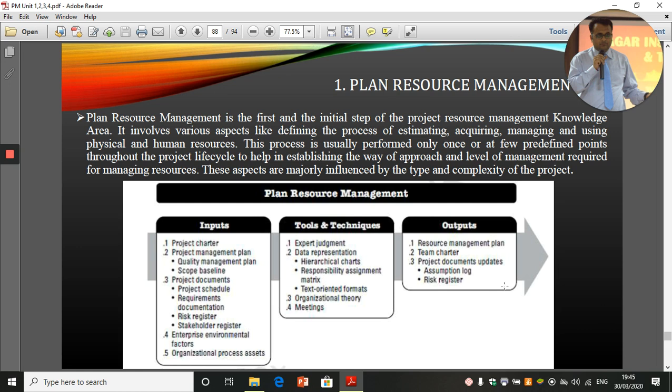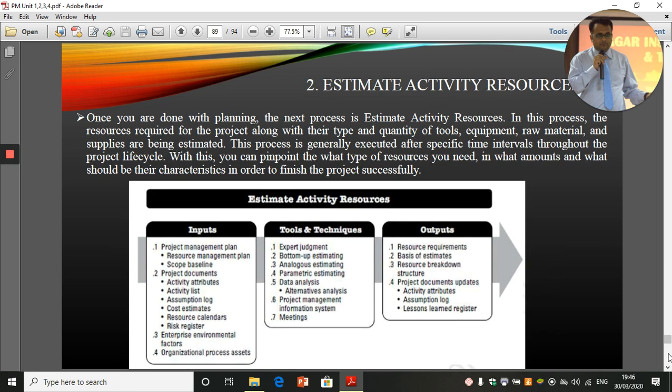So here you have the project charter as the input, project management plan, project documents, enterprise environmental factors, and organizational process assets are set as inputs. Then what are the tools? Tools are expert judgment, data gathering, organizational theory and meetings, data representation. You have hierarchical charts, responsibility assignment matrix, and outputs would be resource management plan, team charter, project document updates, assumption log, and risk register. So then estimate activity resources.